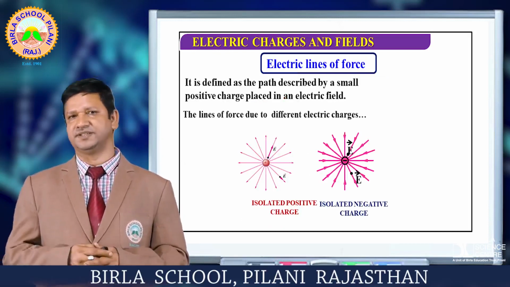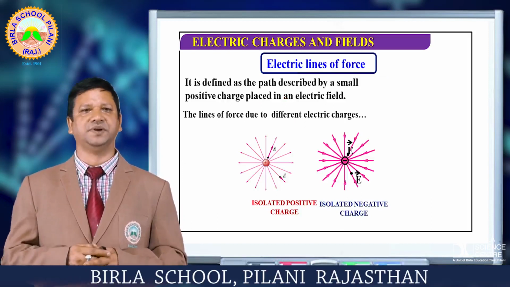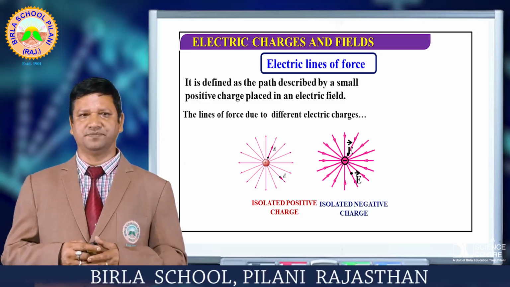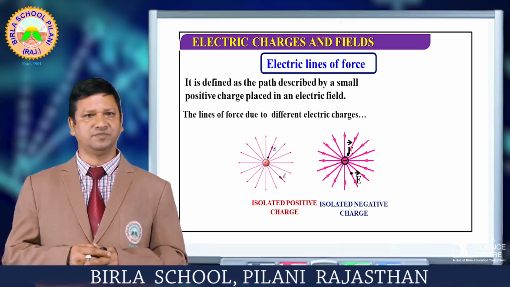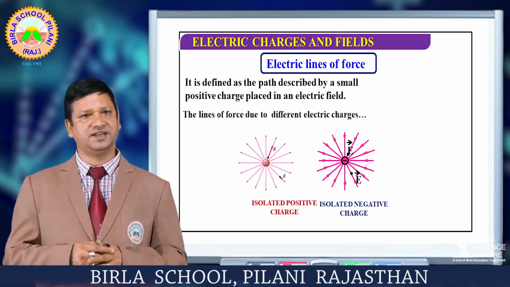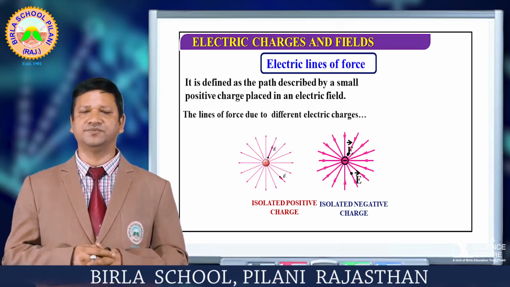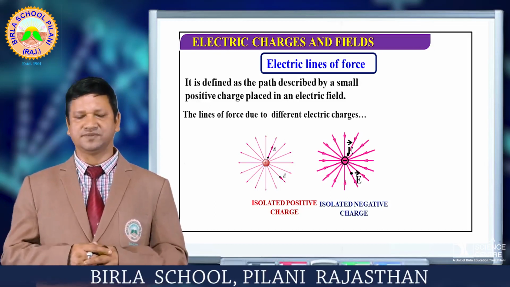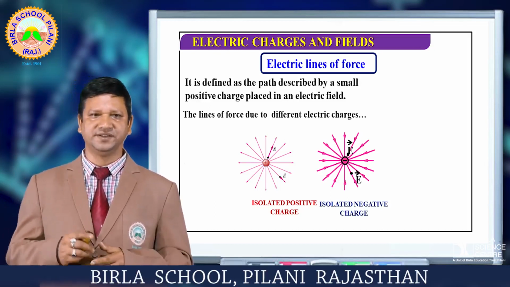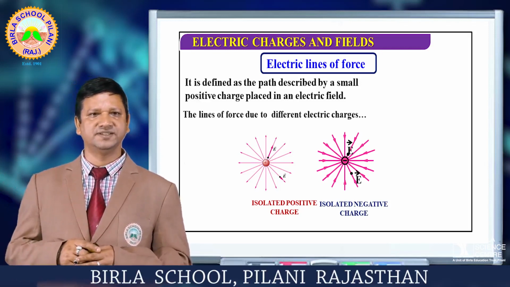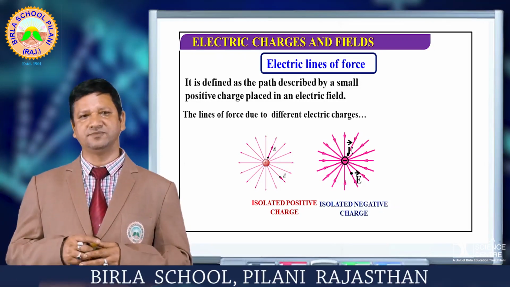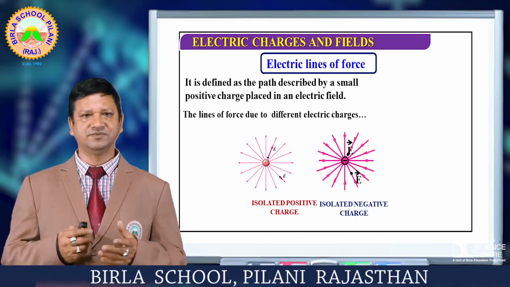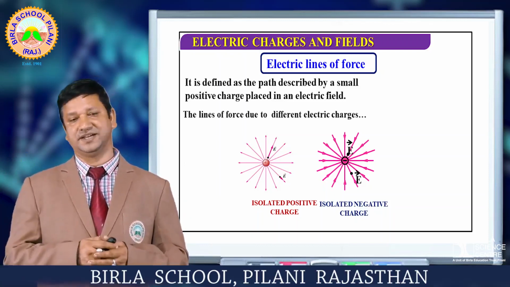So let us understand the concept of electric field lines, what actually these field lines are. It is the path described by a small positive charge placed in an electric field. The lines of force due to different electric charges. From this diagram it is clear that the positive charge is at the center and the direction of the electric field lines is outward. That is, the lines of force due to different electric charges.